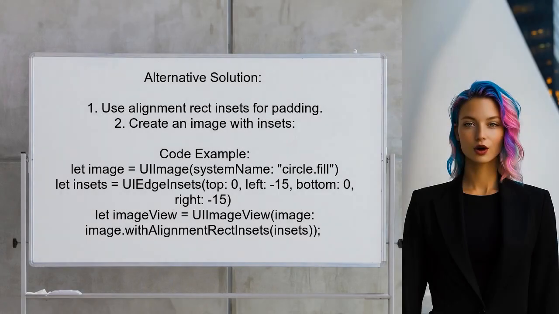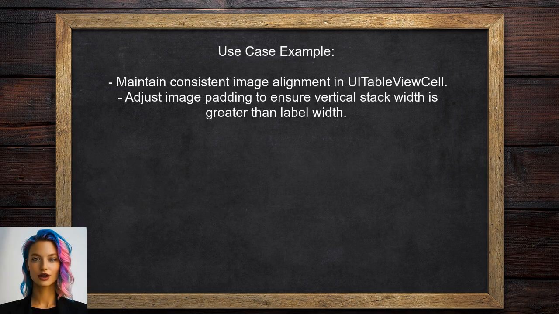An alternative approach shared by another user involves using alignment rect insets to add padding to the image within the UIImageView. They suggest creating an image with specific insets to adjust the padding on the left and right. This method is particularly useful in a vertical stack layout where it helps maintain consistent alignment of images in a UI table view cell, regardless of varying label widths.